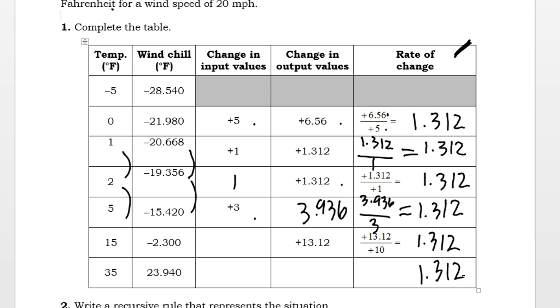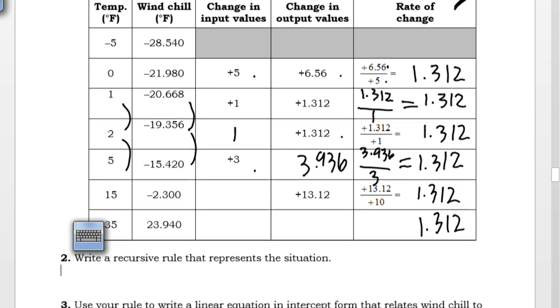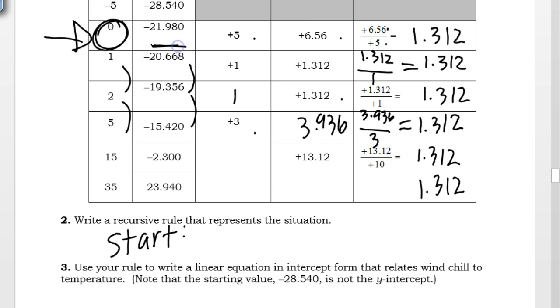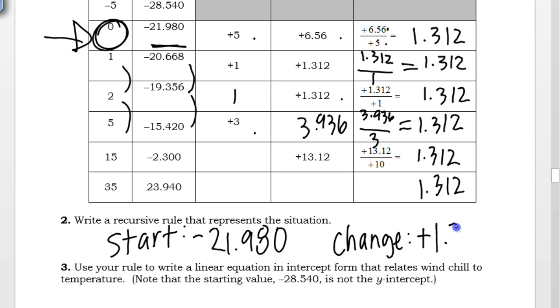So I can write my recursive rule now. Where do we start? How do we change? Now this is another little tricky piece. The first value I have on this table is negative 28.54. It jumped off the screen when I underlined it. But that's not my start. My start is actually wherever I see the 0. So negative 21.98 is my start, and my change we calculated was adding 1.312.